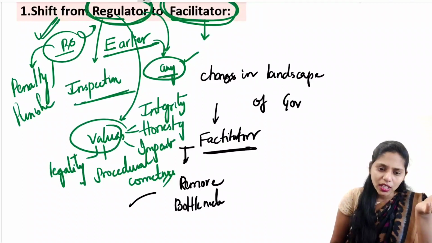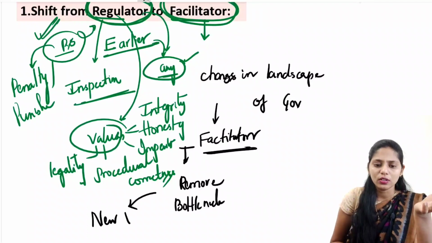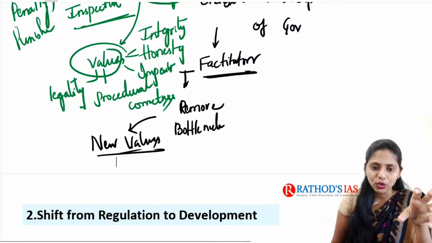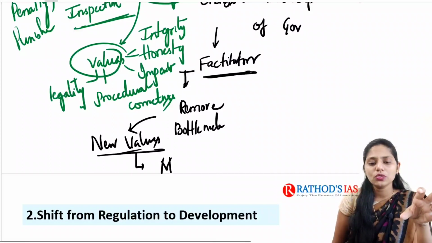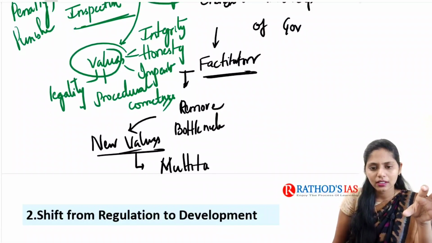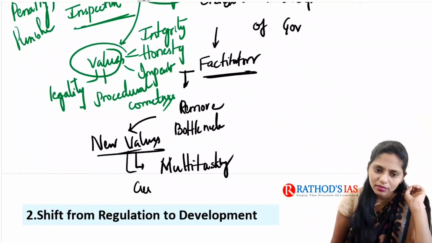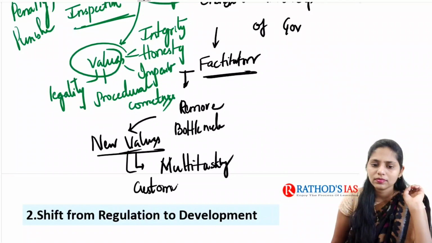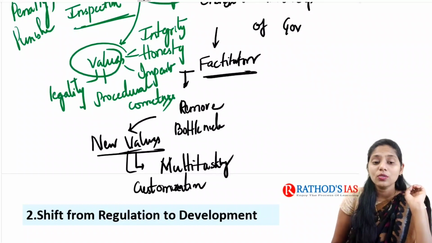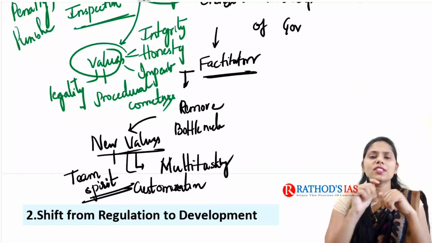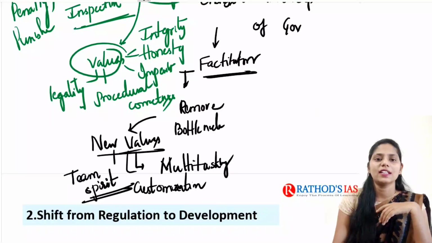Because of this shift from regulator to facilitator, that led to the emergence of new values. For example, we need to focus on multitasking, we need to focus on customization, and we need to focus on team spirit. So this is the first important reason. I hope you understand this reason.